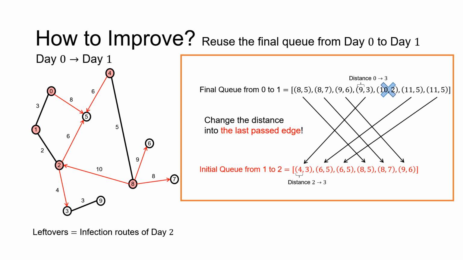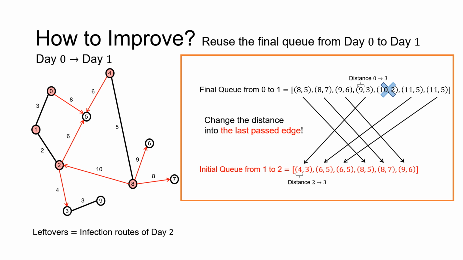When comparing the final queue from 0 to 1 with the initial queue from 1 to 2, some distances are different. In the process from day 0 to day 1, the distance represents the distance from the nearest day 0 infector, which is 0 and 8 in the example. However, in the process from day 1 to day 2, the distance should reflect the distance from the nearest infector between day 0 and day 1, which is 0, 1, 2, 4, and 8.